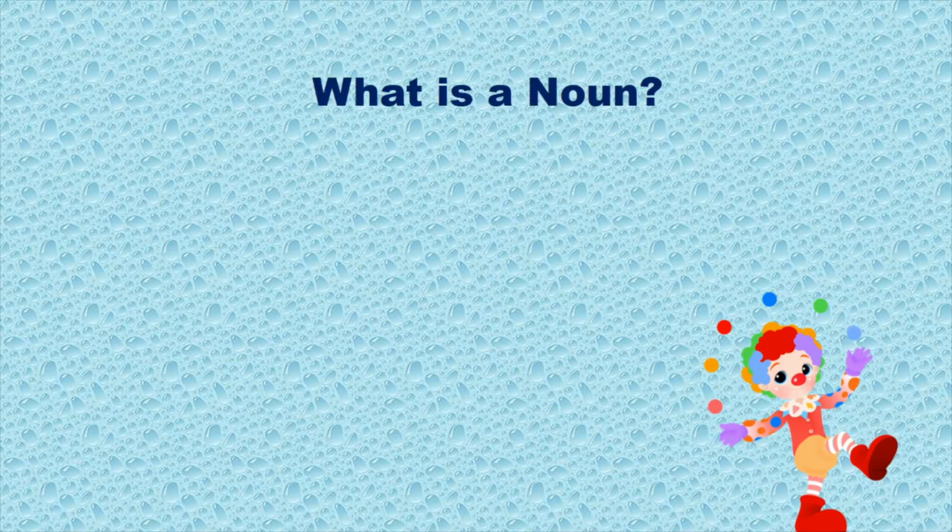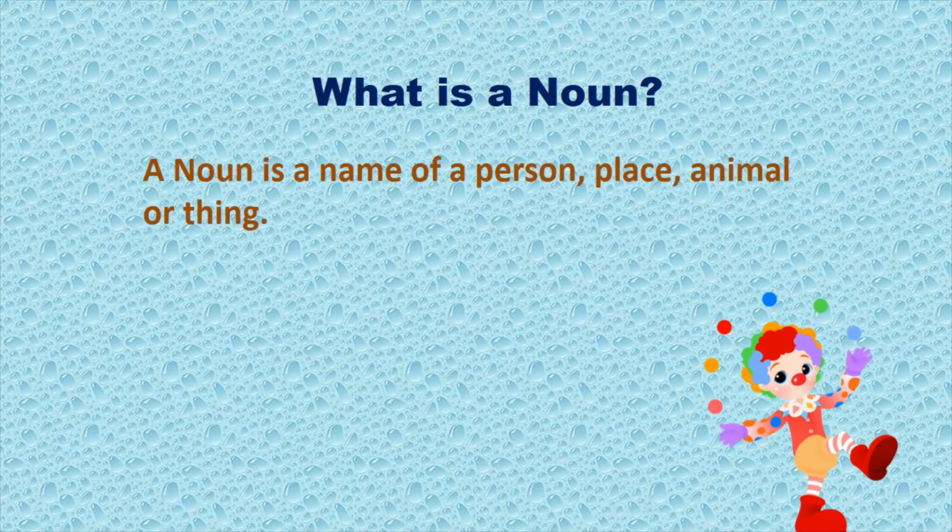Okay. Now, first thing, we will see and learn about the definition of a noun. So, what is a noun? A noun is a name of a person, place, animal, or thing.